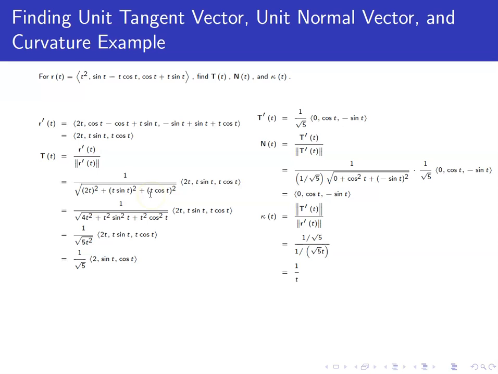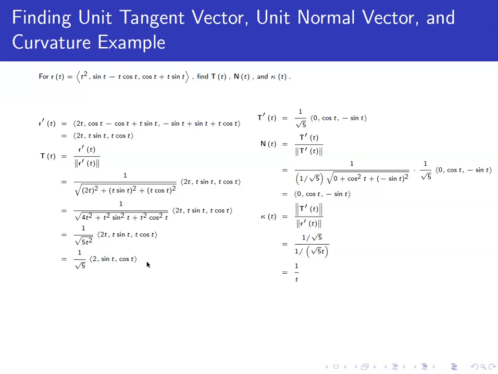Playing around with the magnitude here, we notice that we get a t squared sine squared t and a t squared cosine squared t. That just simplifies to t squared, so we end up with a 5t squared under the radical. Well, square root of t squared will give us just t. Technically, it gives us absolute value of t, but here we'll just assume that we've got positive t's going in, just to simplify the notation. If we have positive t's going in, we can cancel the t's in each of the components, and we end up with 1 over root 5 times this vector 2, sine t, cosine t.